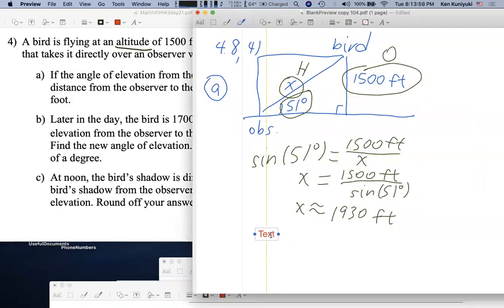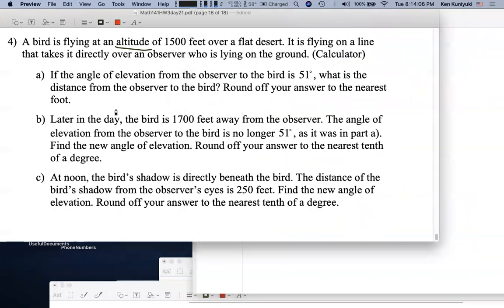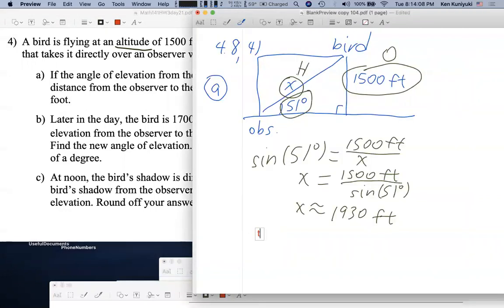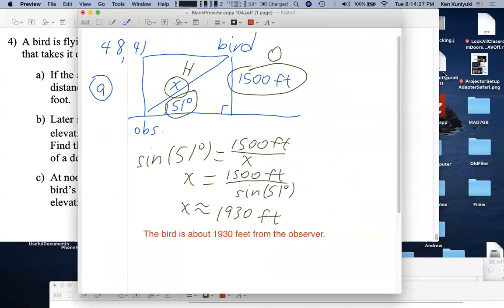Technically, I'm not going to grade on this, but in this age of Common Core, I'm supposed to encourage this. What is the distance? The bird is about 1,930 feet from the observer. In the days of Common Core, we're supposed to write our final answer in terms of proper sentences, if possible. Will I grade on that? Probably not, but I'd encourage you to do that.